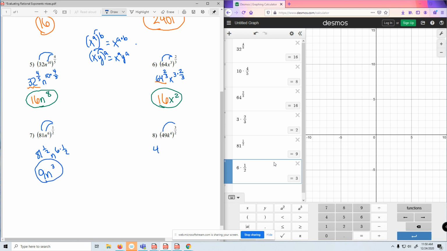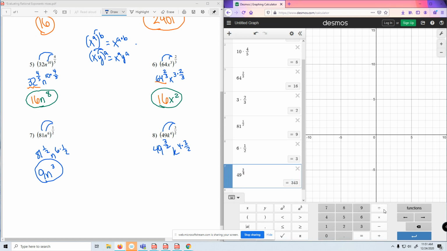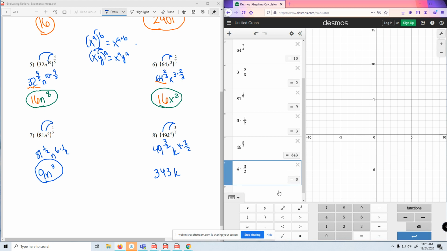Last one, 49 to the 3 over 2, k to the 4 times 3 over 2. In Desmos, 49 to the 3 over 2 gives us 343. For the k exponent, we're multiplying 4 times 3 over 2, and we get 6. The final answer, 343 k to the 6th power.